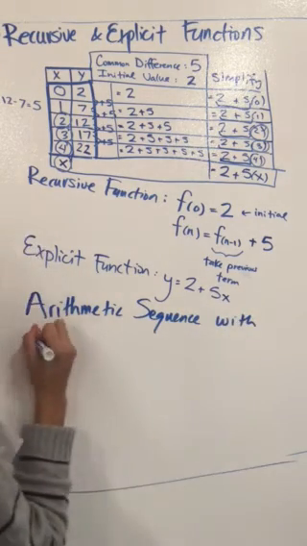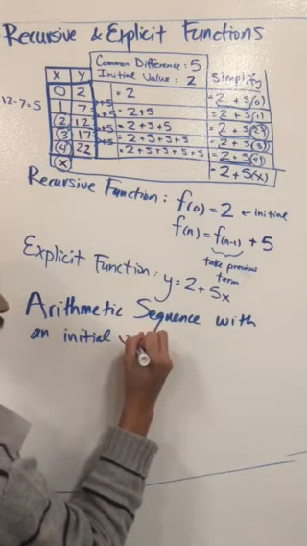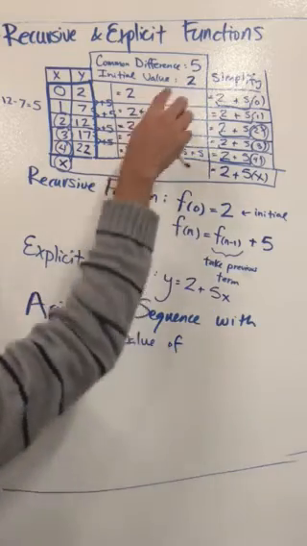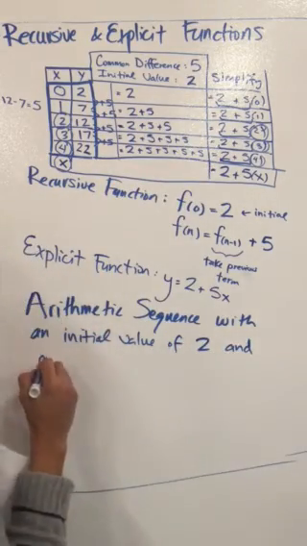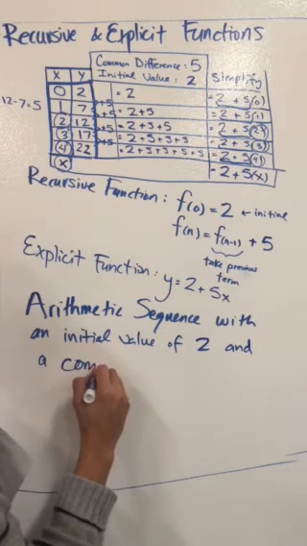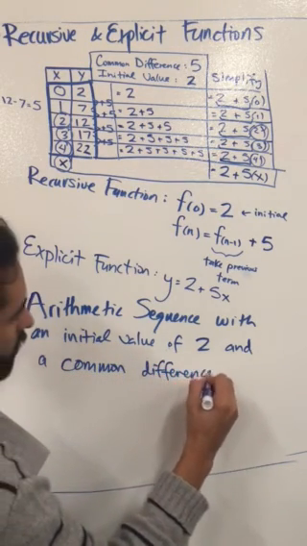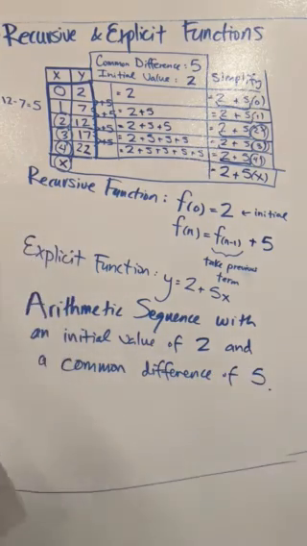with an initial value of 2 and a common difference of 5. There you have it.